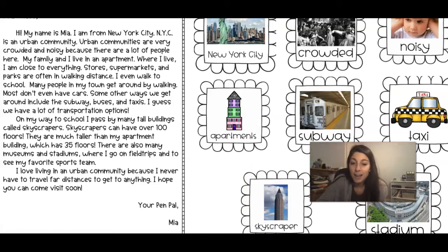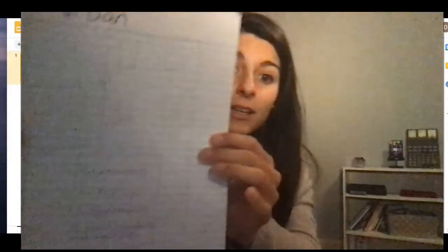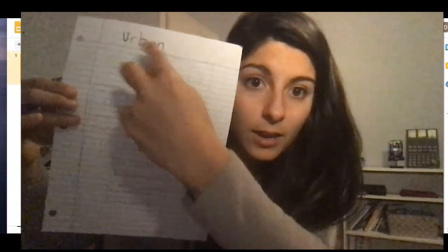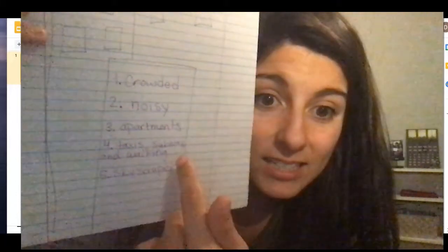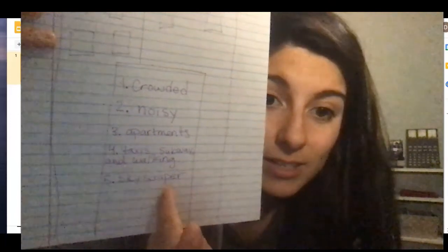All right, friends, I hope that this gives you a better idea of what an urban community looks like. On your paper, it should look something like mine. We have this building and on the top it says urban, and then we have the words crowded, noisy, apartments, taxis, subways, walking, and skyscraper. These are the words that should be on your paper.